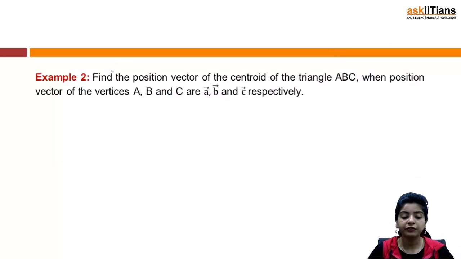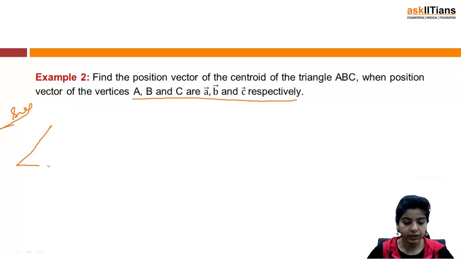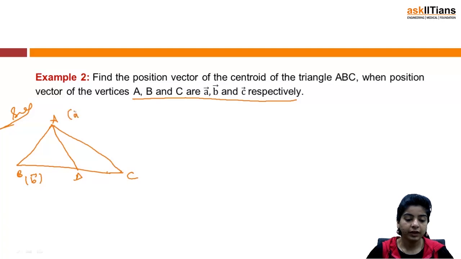The next question that I have is: find the position vector of the centroid of the triangle ABC when the position vectors of the vertices A, B and C are vectors a, b and c respectively. So what is it saying? I have a triangle of this form A, B, C. It is given that the position vectors of vertices A, B and C are a, b and c respectively. So this is what I have.